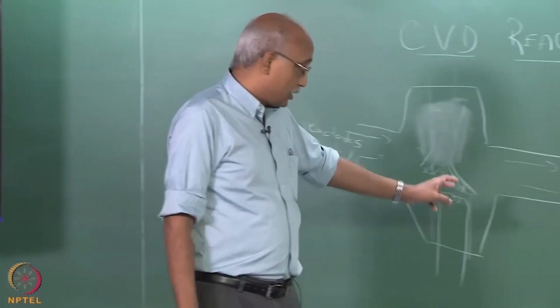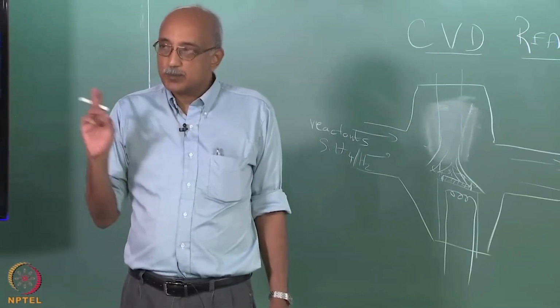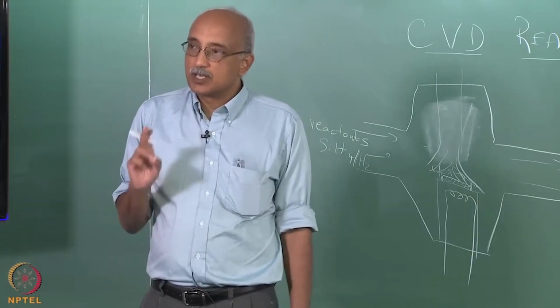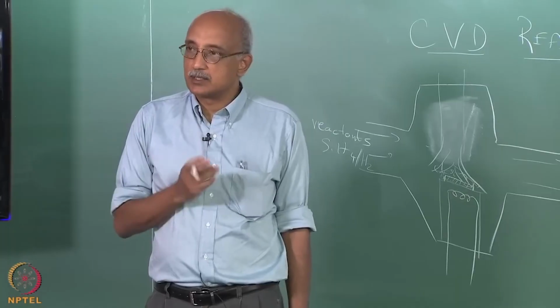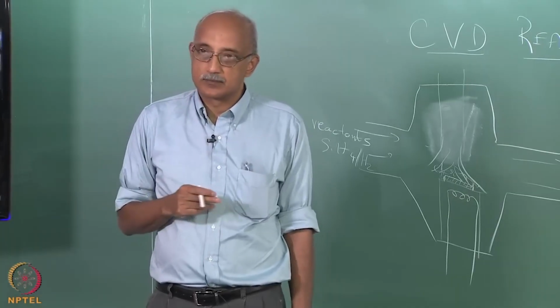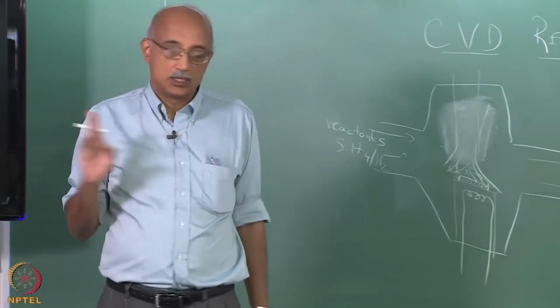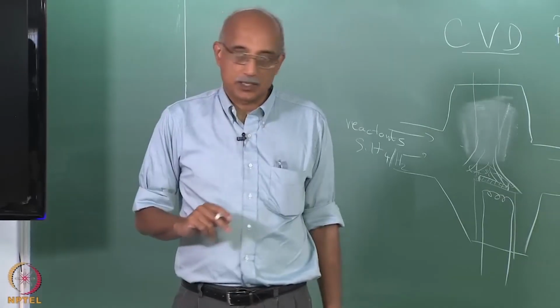And by the way, this exhaust must be done as quickly as possible, because the byproducts are a potential impurity in the CVD film. So, you want to minimize the time of contact between the vapor phase byproducts and the film that you are growing on the substrate. And so, the exhaust system has to be extremely efficient. As soon as the byproduct vapors are generated, they must be taken out of the reactor.